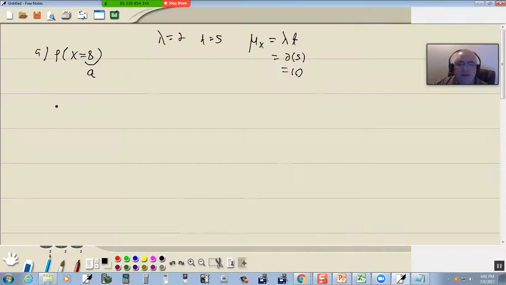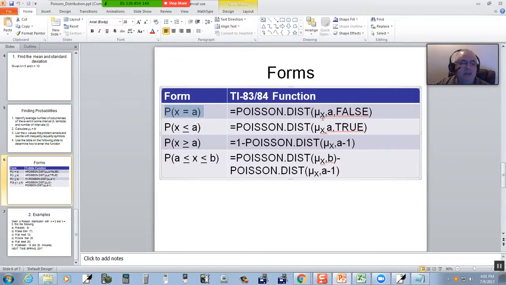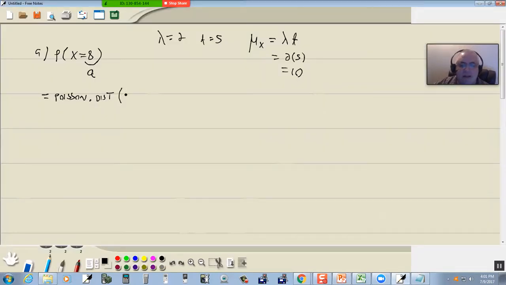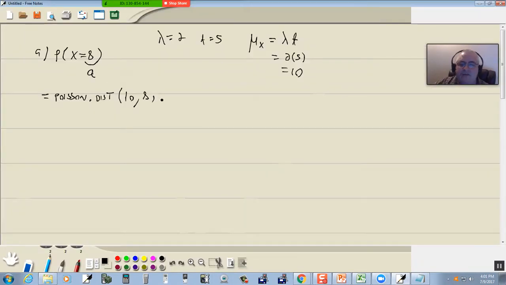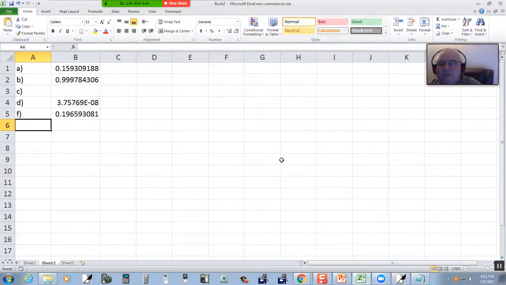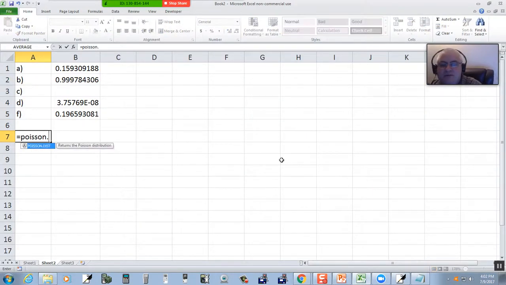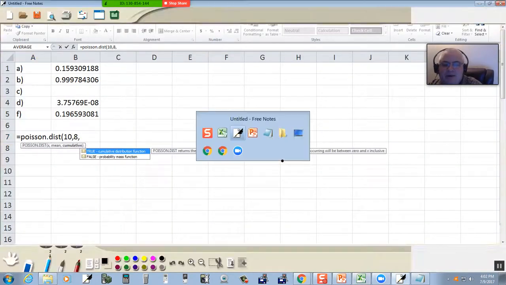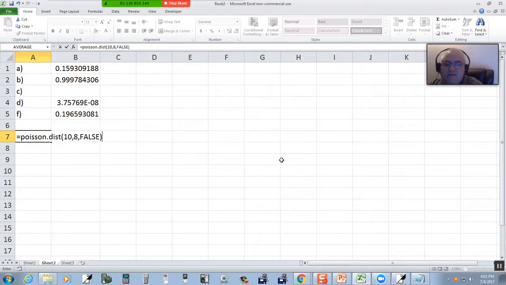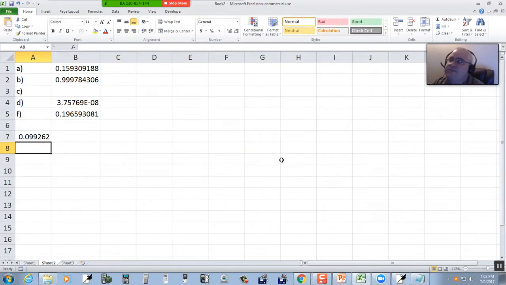And this tells us we need to plug it into equals Poisson.dist, beginning parentheses, then we put our mean in, which we said was 10, comma, a, which we said was 8, and then false. I won't actually plug all these into the calculator. I think you get an idea on that. But here I do equals Poisson.dist 10, comma 8, comma cumulative false. And that gives us our answer.